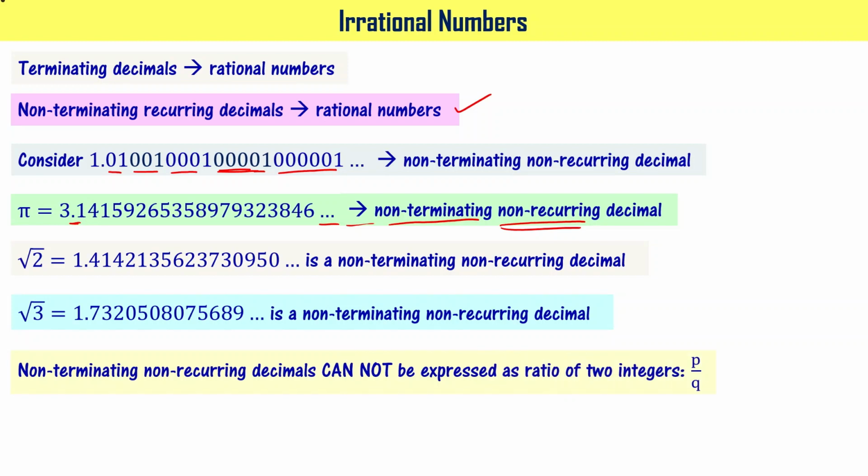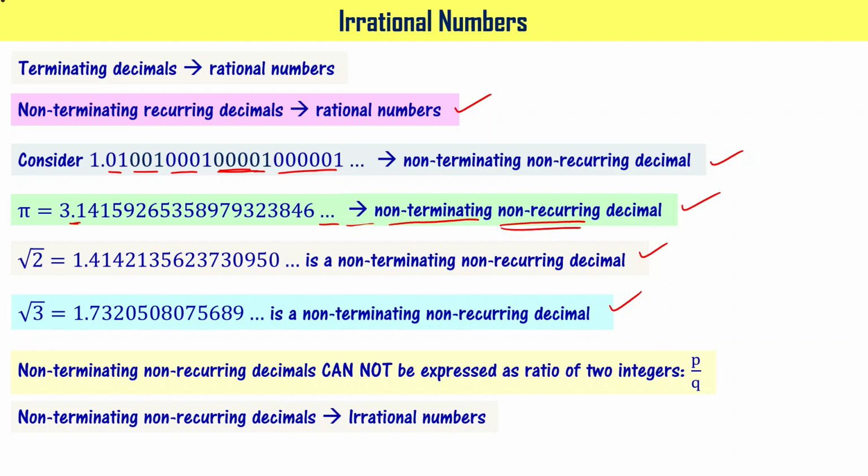Non-terminating, non-recurring decimals, such as these numbers, cannot be expressed as ratio of two integers, p and q. These cannot be written as p by q, where p and q are integers. Non-terminating, non-recurring decimals cannot be expressed as ratio of two integers. Such numbers are called irrational numbers.